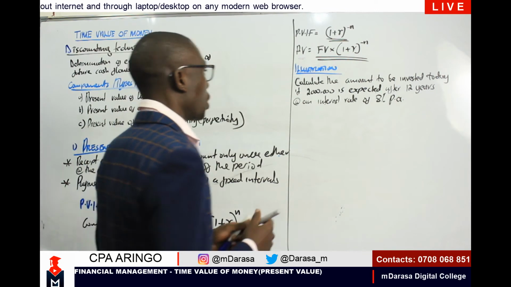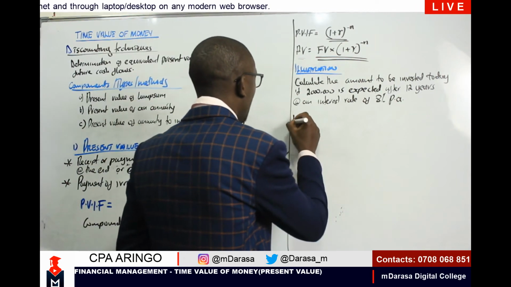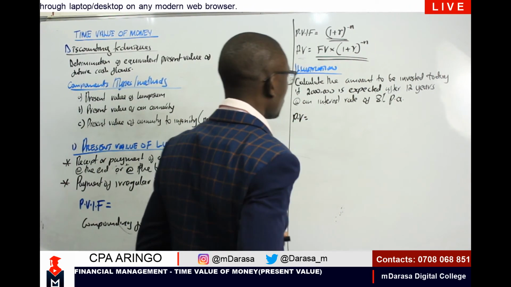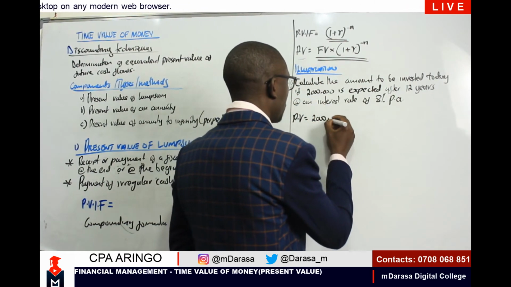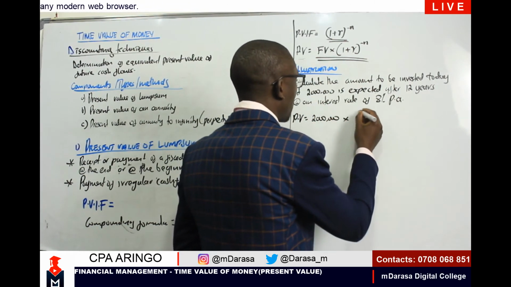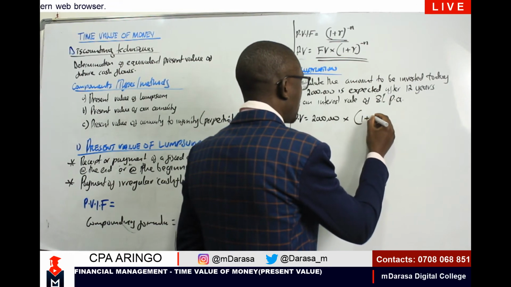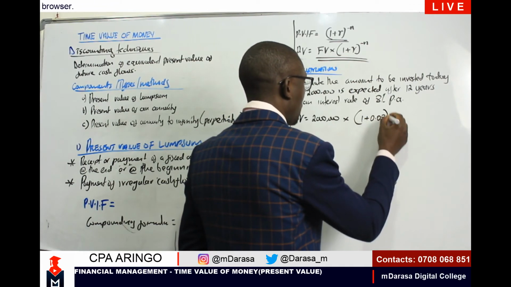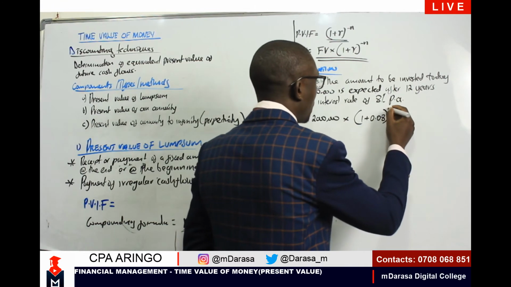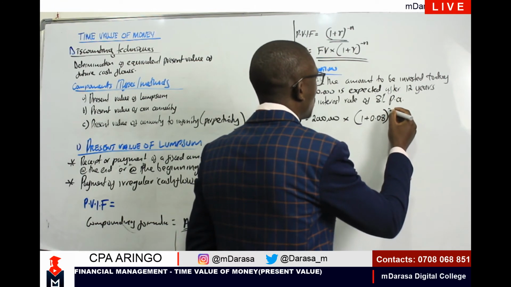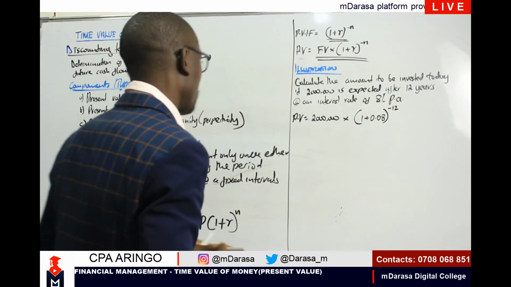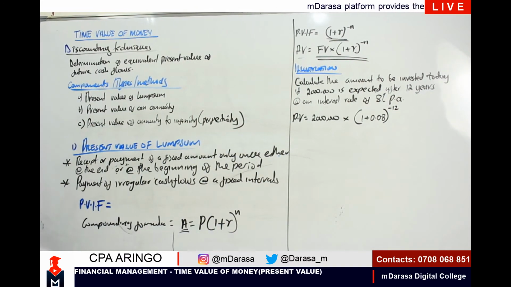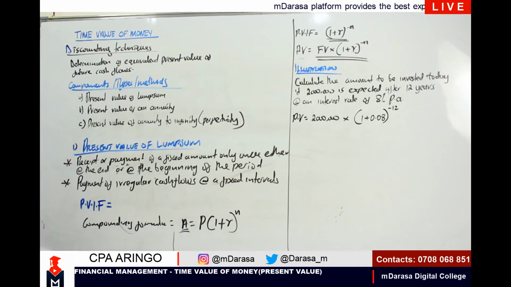So this is how we are going to do it. We need to determine our present value. We have the figure here, which is 2 million. We are going to multiply by 1 plus 0.08, raised to the power negative 12. So, my good student, that should give us how much?